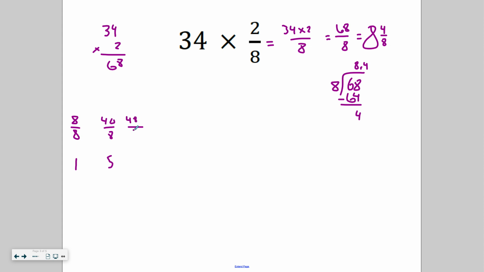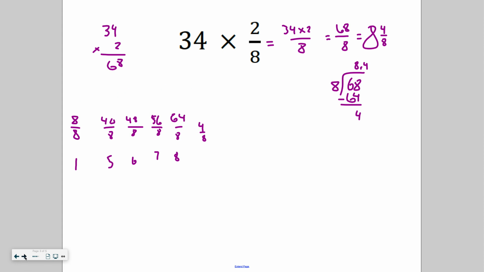48 eighths would be 6 wholes. 56 eighths would be 7 wholes. 64 eighths would be 8 wholes. And then 64 to 68, I'm only 4 away, so I'm just going to need 4 more eighths. So 8 wholes and 4/8, which is exactly what we got here.